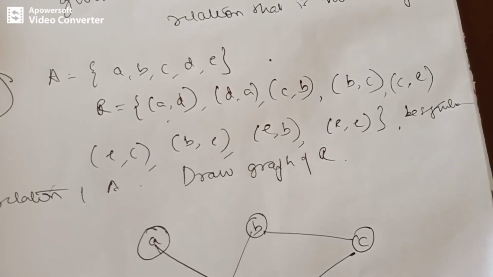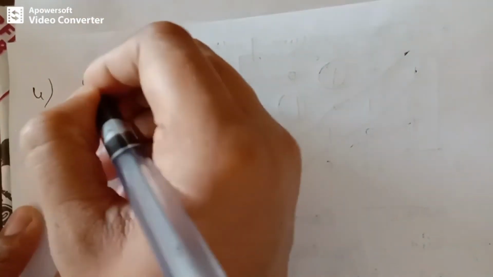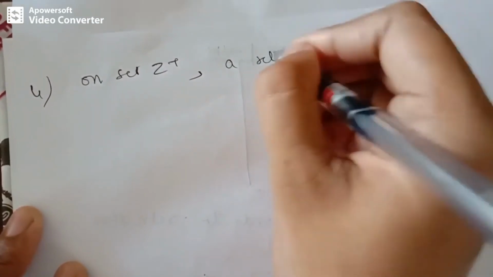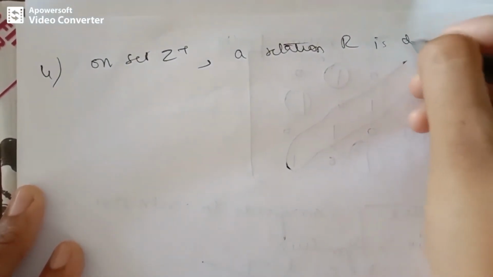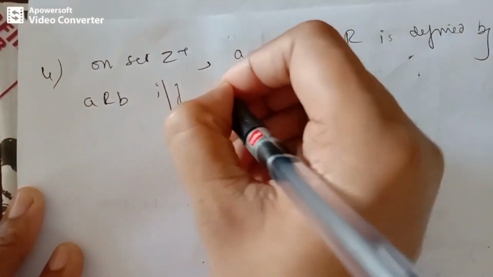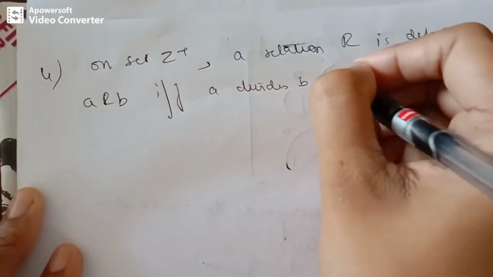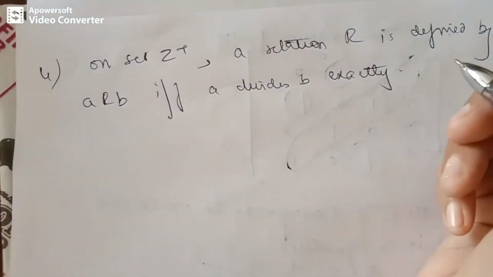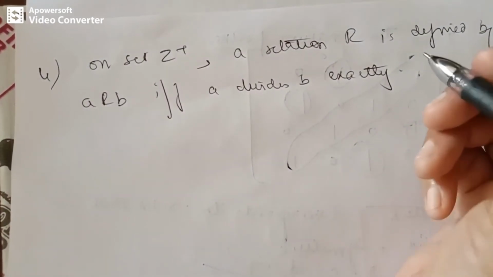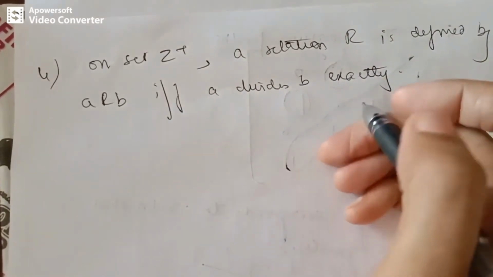So such questions may also appear. Let's take a last question under this category, where we are supposed to prove certain results based on criteria. So let's take the question on set Z plus, that is the set of positive integers. A relation R is defined by A related to B if and only if A divides B exactly. We can have an ordered pair only if A divides B.